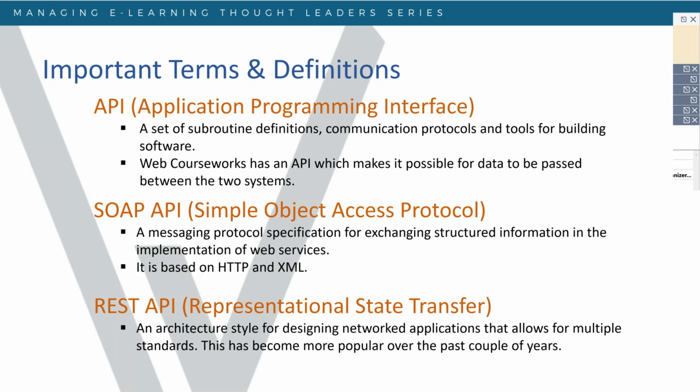There are two types of APIs that we work with. SOAP, or the Simple Object Access Protocol, is a messaging protocol. It's based mainly in HTML and XML. We're not going to get too technical today, but SOAP is one that we use pretty regularly here at Web Courseworks when we're doing our integrations. One that's becoming more popular, though, is REST API, and this is more of an architectural style for designing networked applications.